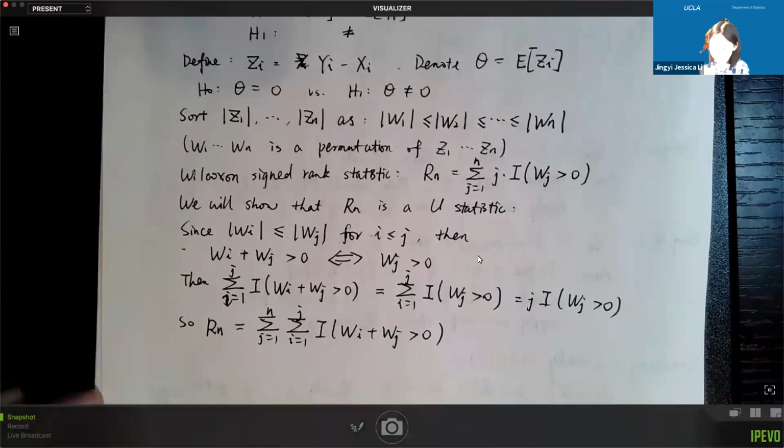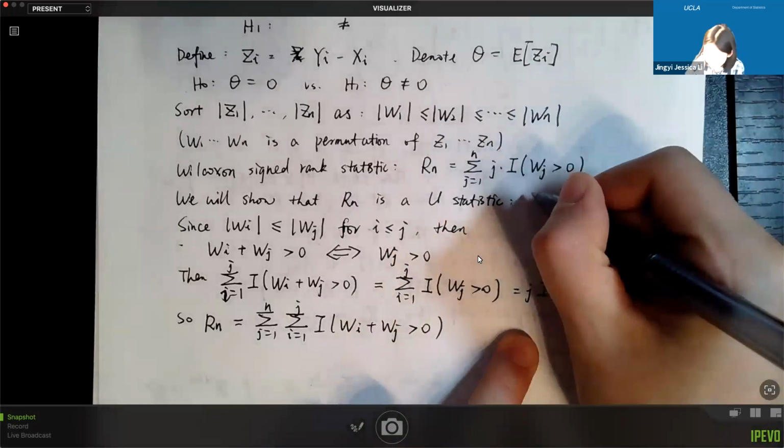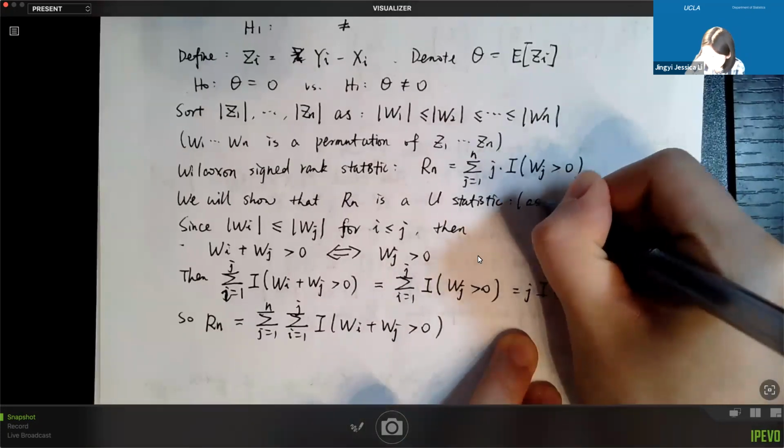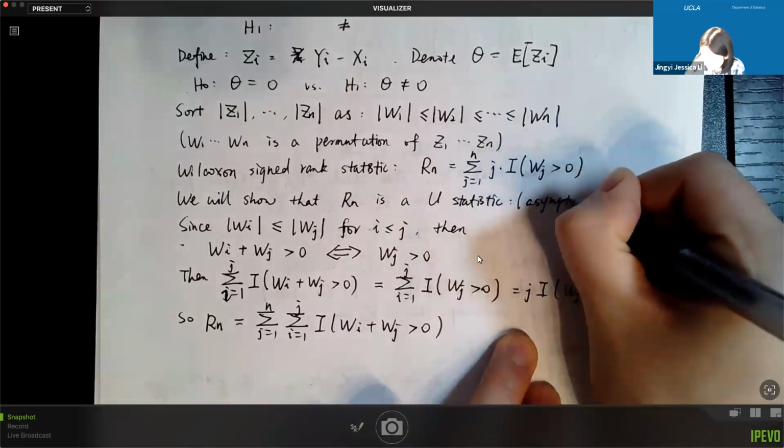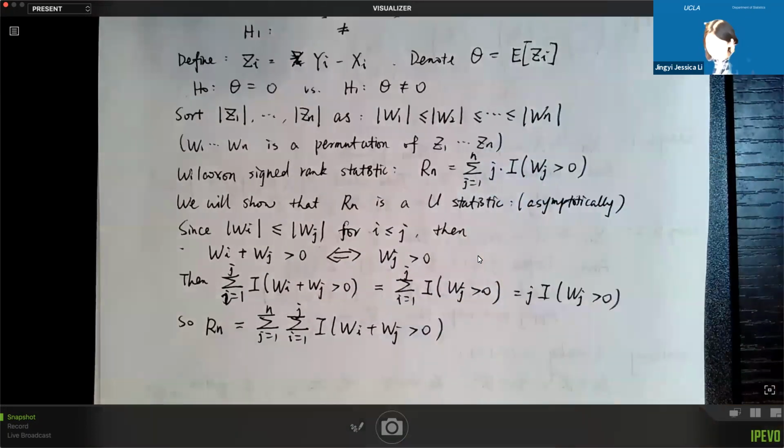Okay, so now we are closer. Sorry, this is something I should make clear: it's a U statistic asymptotically. You'll see that later. So then how do we rewrite this as a U statistic?